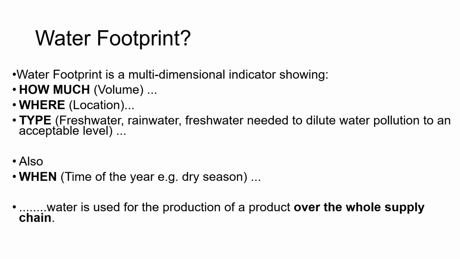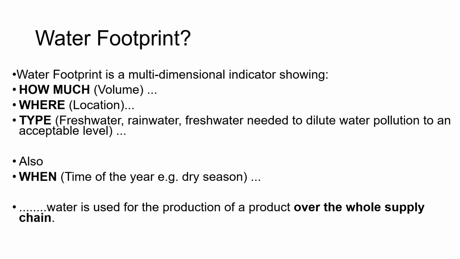So all these three things, including the seasonality of the water consumed by a specific industry, is known as the water footprint. If you are going to calculate the water footprint, we should remember these three things: the volume of the water, the source of the water, and the type of the water.